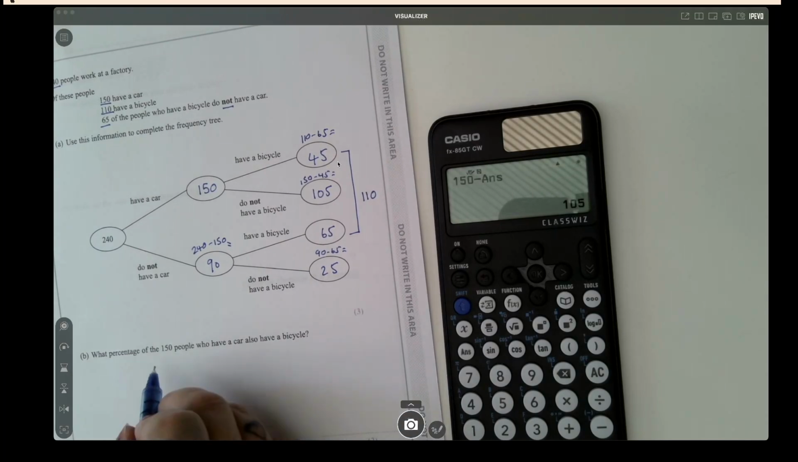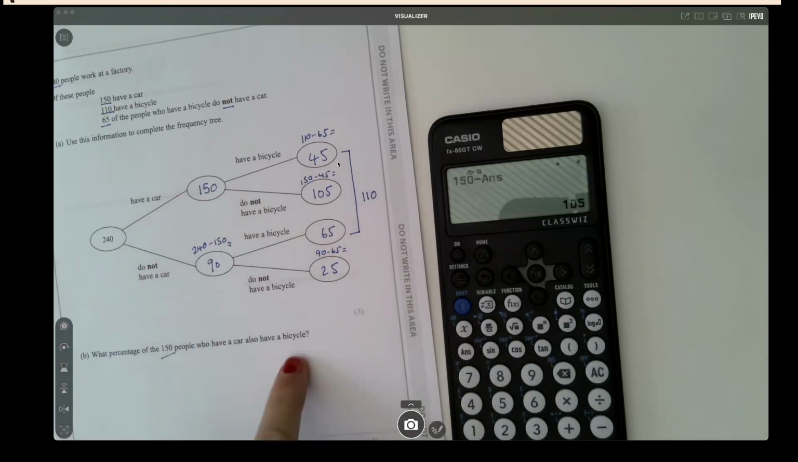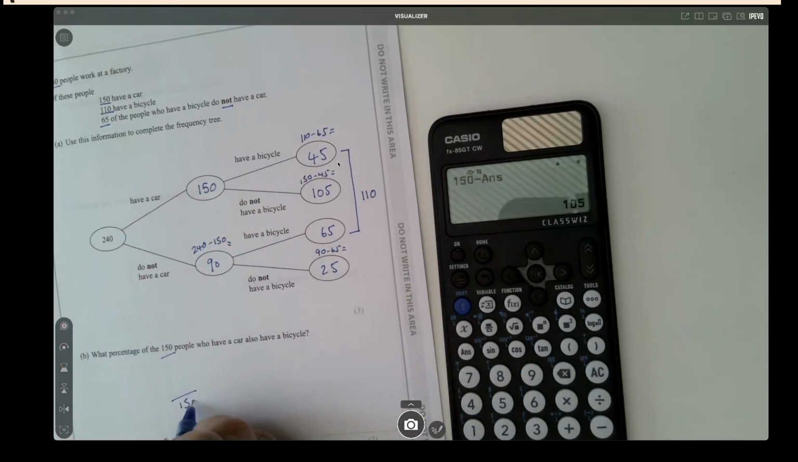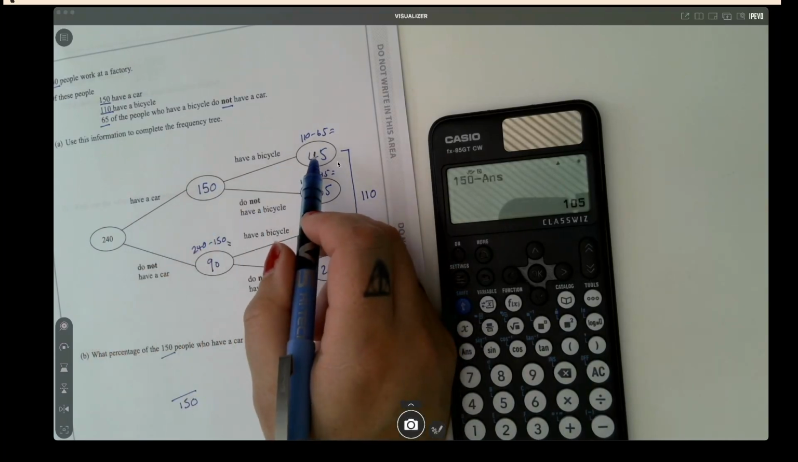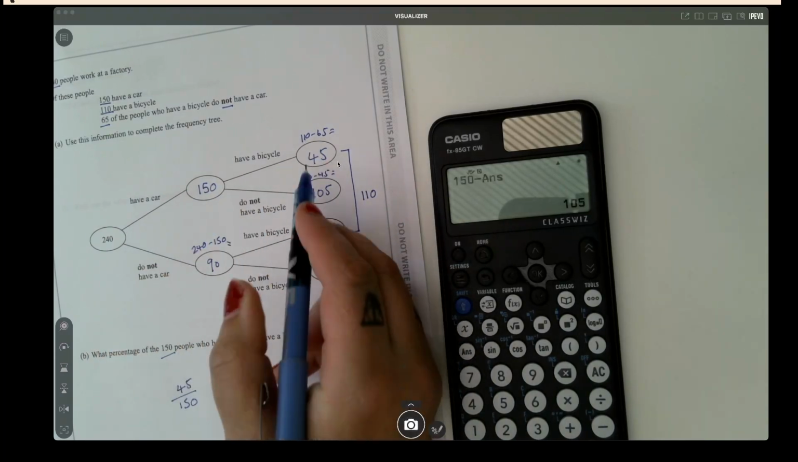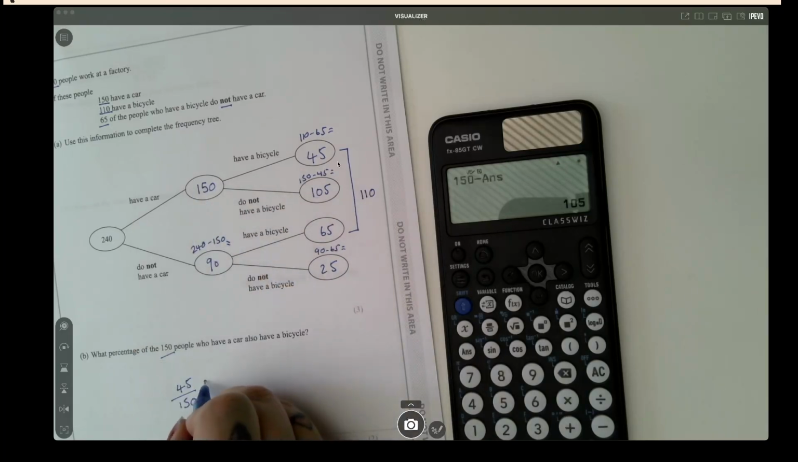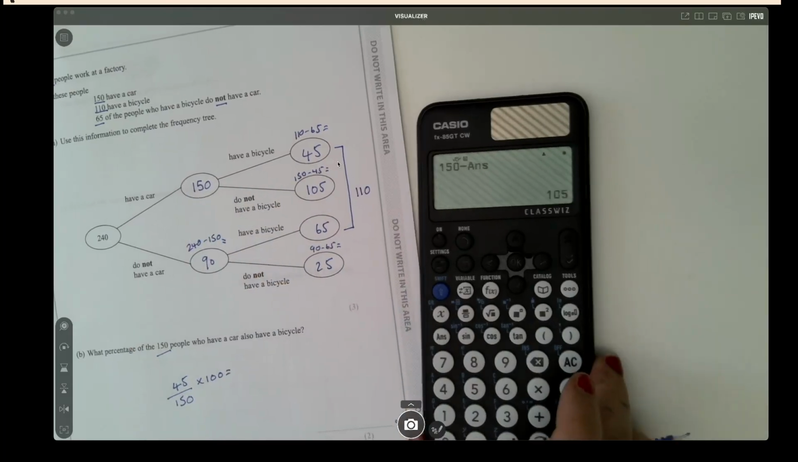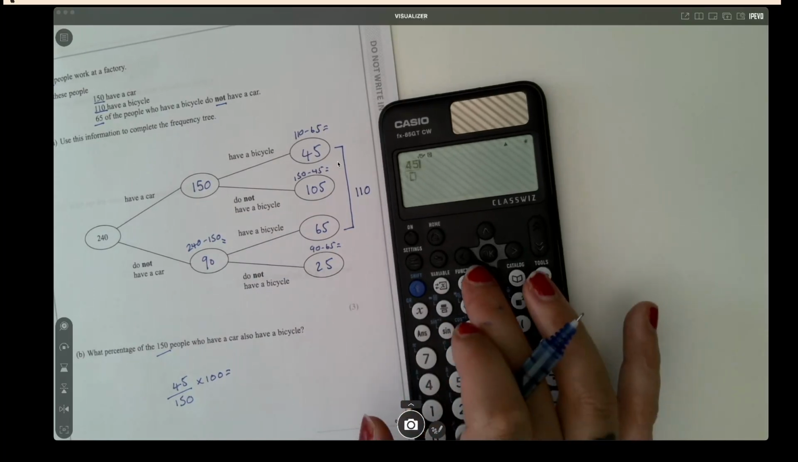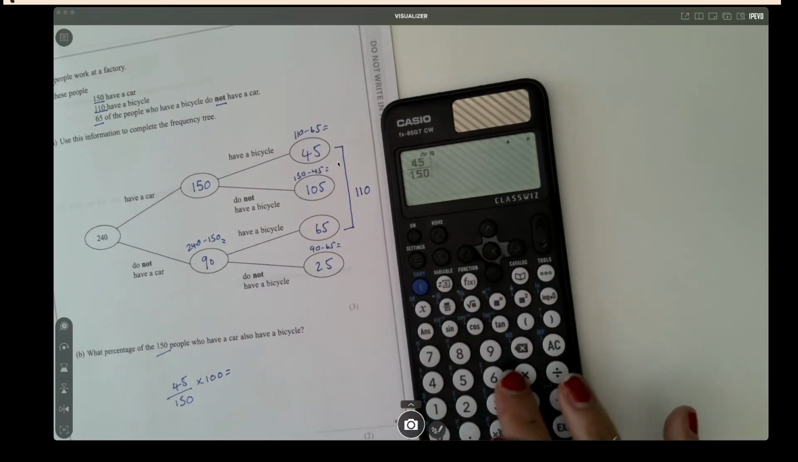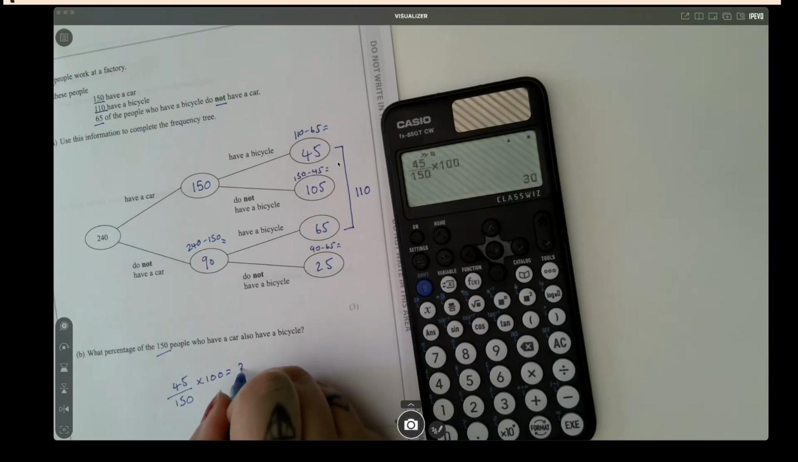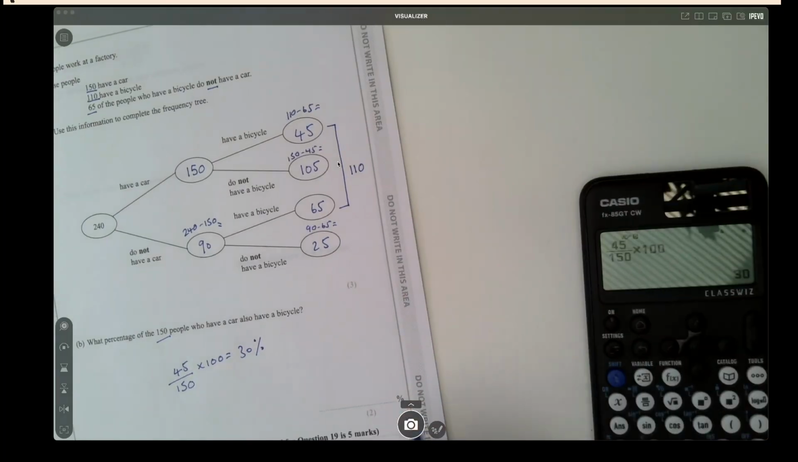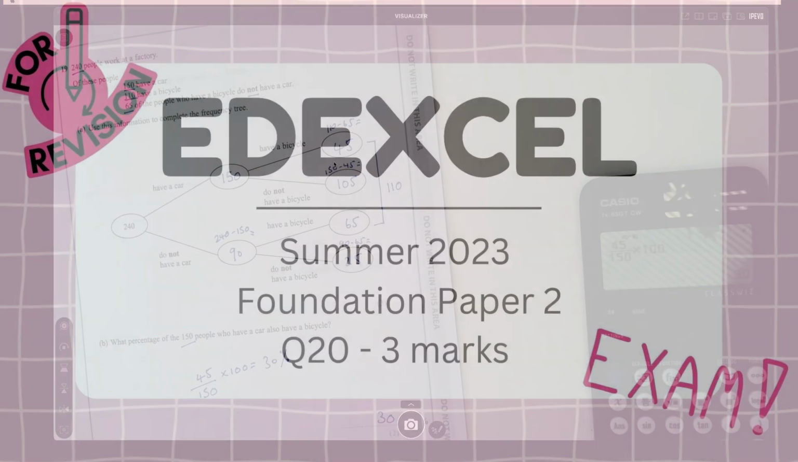Part B, what percentage of the 150 people who have a car also have a bicycle? So those that have a car is 150. Those that have a bicycle are 45. So it's 45 out of those 150. And if we multiply that fraction by 100, that will tell us the percentage. So that is 30%. So I'm going to pop 30 on the answer line there.